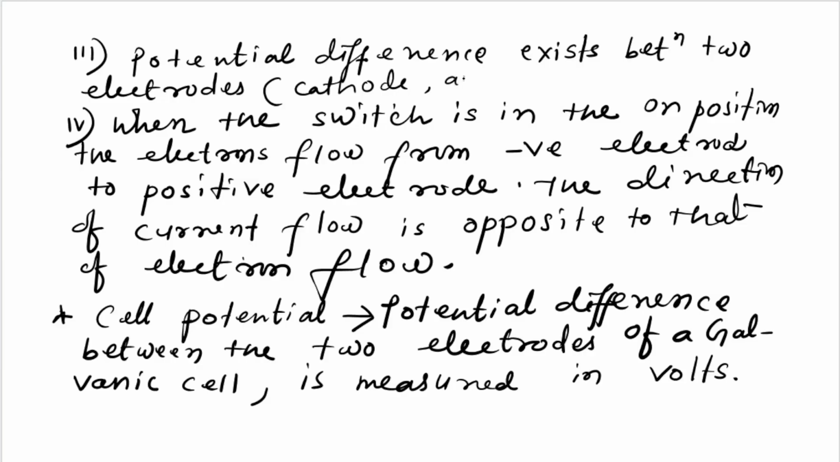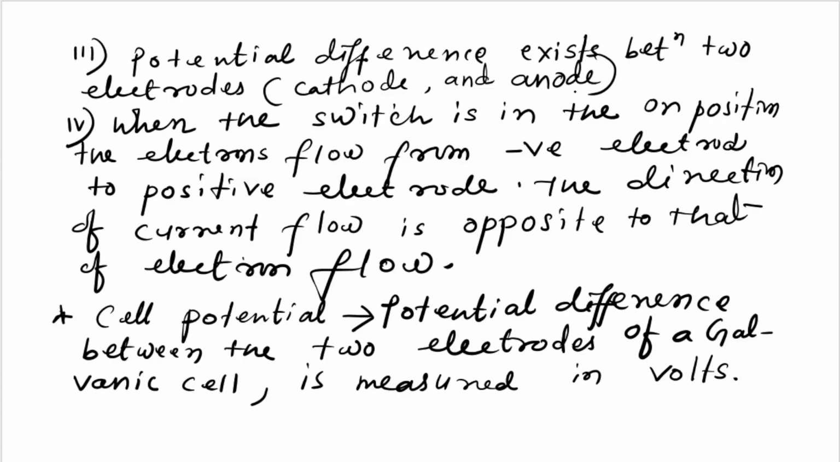When you switch on the circuit, electrons flow from the negative electrode to the positive electrode, and just opposite, current flows from positive to negative. Then come to the point of cell potential. The potential difference between the two electrodes of a galvanic cell is measured in volts. Then what is cell potential?